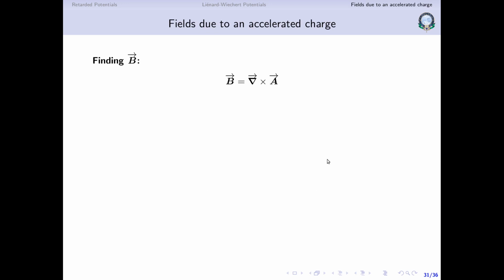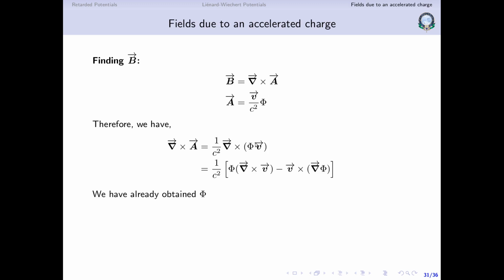Now the next thing we need to find out is the magnetic field, so curl of A. Now A is equal to v/c² into φ from the Liénard-Wiechert potentials. Therefore curl of A will be simply equal to 1/c² curl of (v φ). Now for curl of (v φ), again we have to use the product rule. So we have φ into curl of v minus v cross gradient of φ.